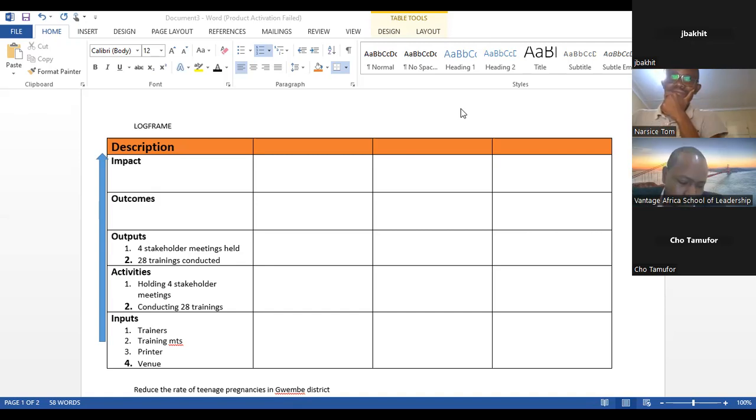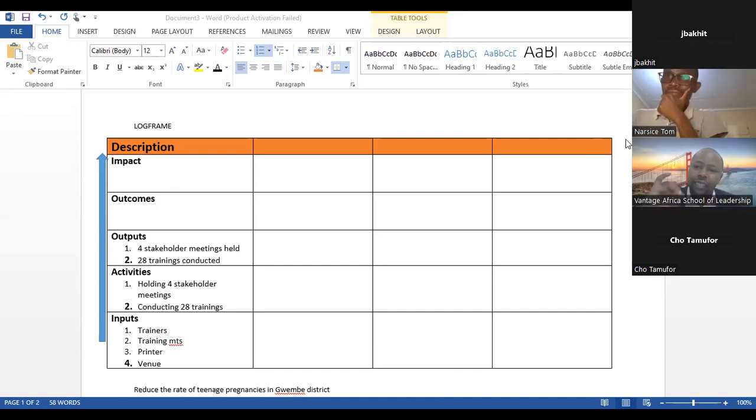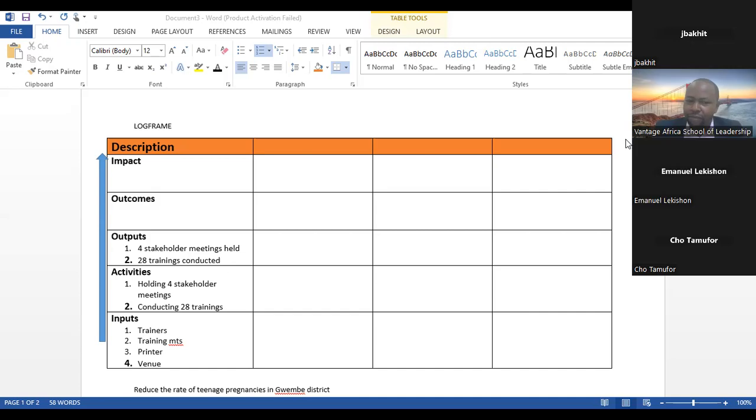Now, this is where I would want us to be very, very keen. Somebody asked whether an output is a result. Yes, it is a result. And by the way, what is a result within the context of monitoring and evaluation? An output is a result. An outcome is a result, and an impact is a result, right? So an outcome is the result of the output. After holding 4 stakeholder meetings, after conducting 28 trainings, after maybe distributing sanitary towels, okay? After all those, what do we see?